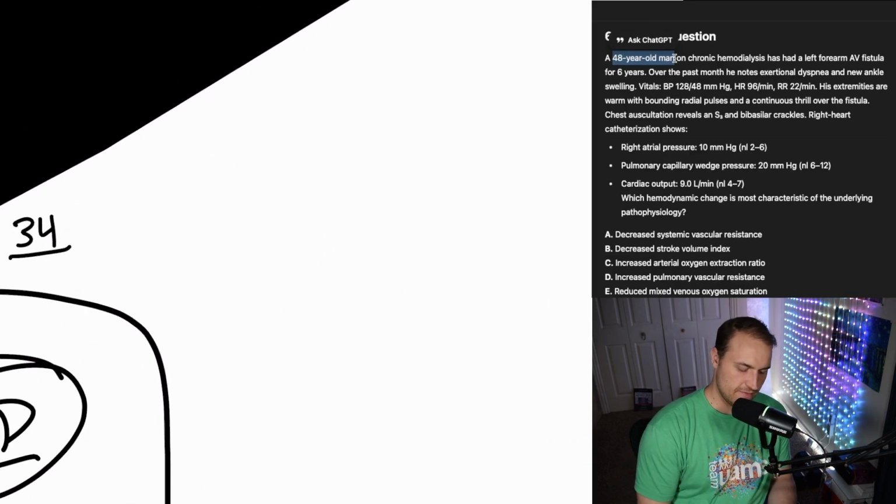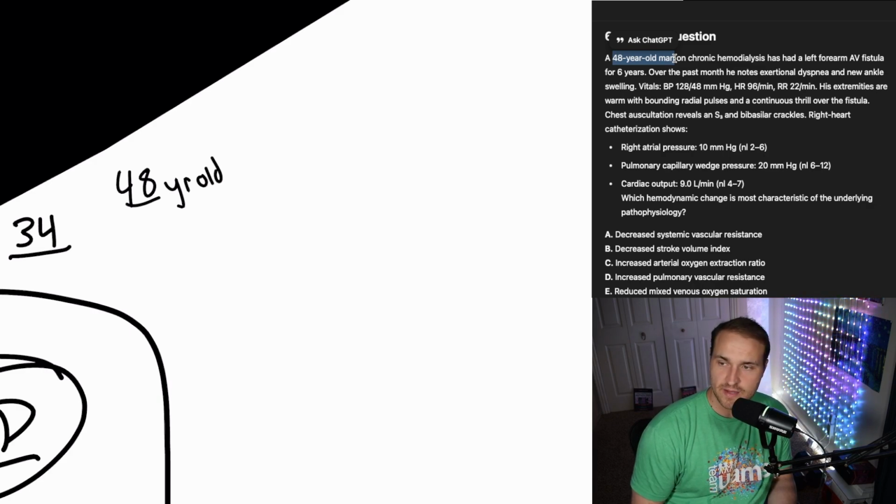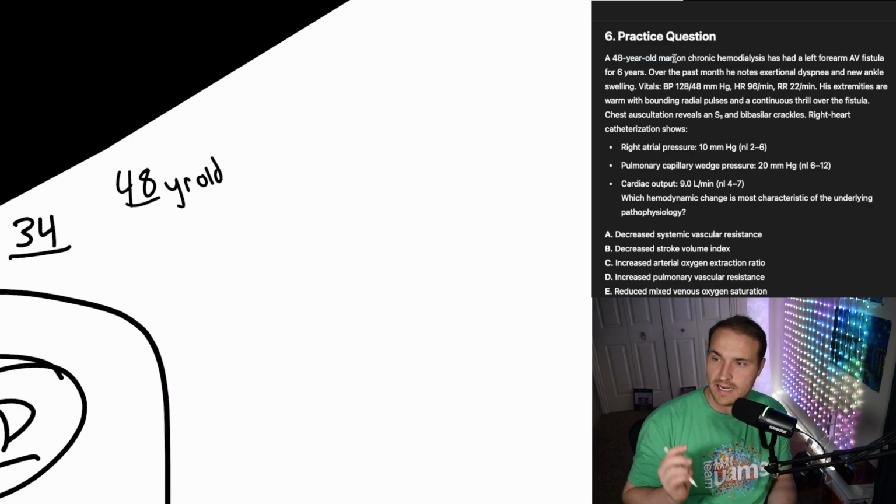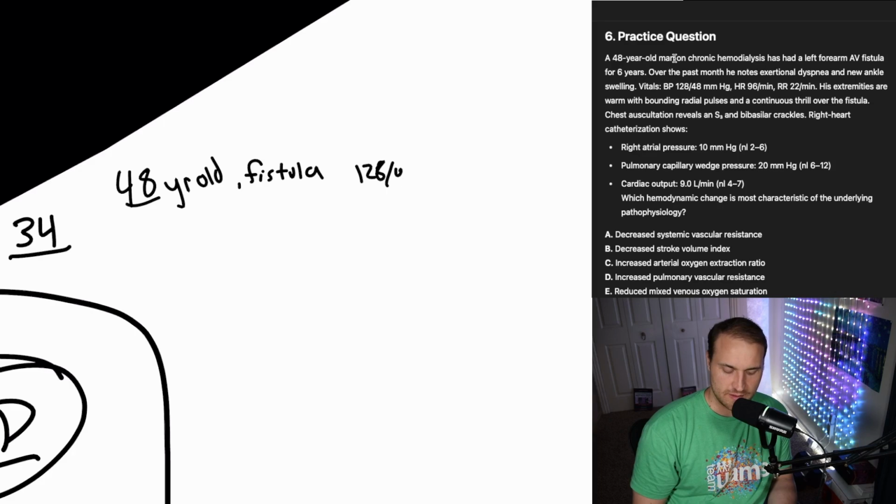34. Here we have a 48-year-old man on chronic hemodialysis. He's had a left forearm AV fistula for 6 years. Over the past month, he notes exertional dyspnea and new ankle swelling. Blood pressure 128/48, heart rate 96, respiratory rate 22. His extremities are warm with bounding radial pulse and continuous thrill over the fistula.